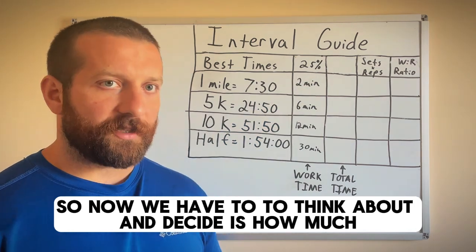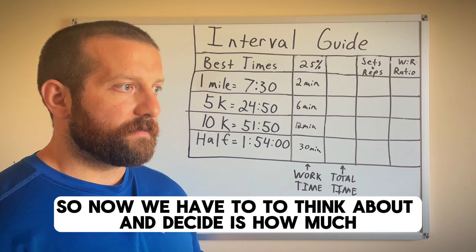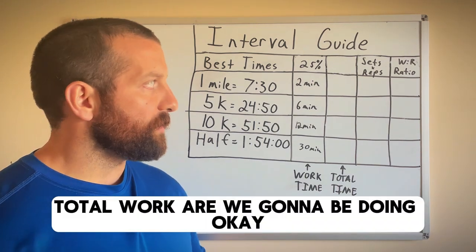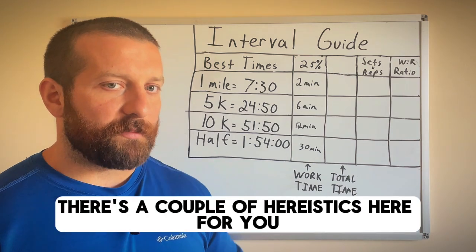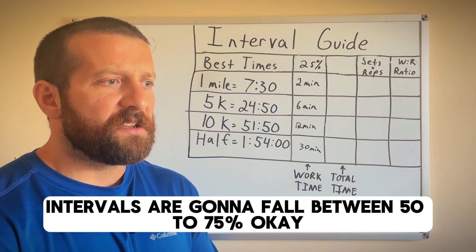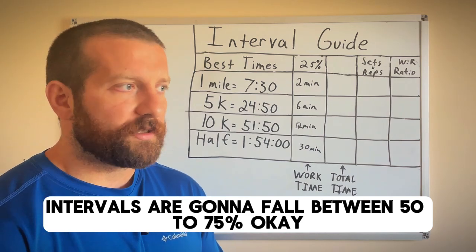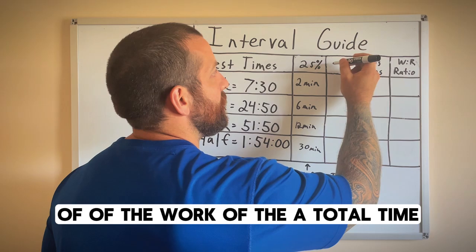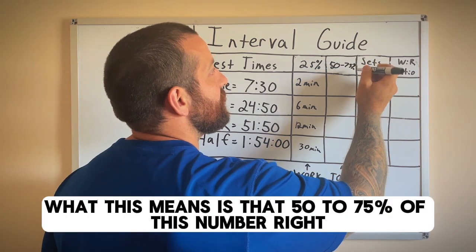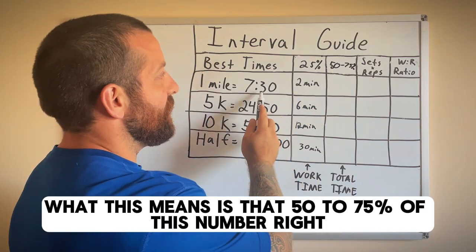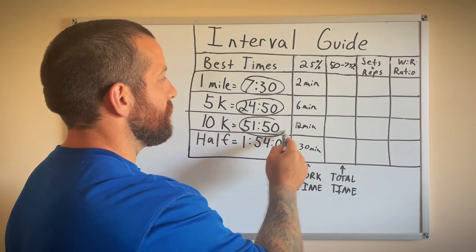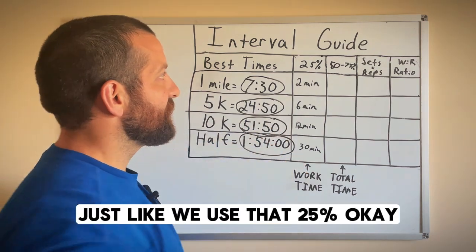Okay, so now what we have to think about and decide is how much total work we are going to be doing. There's a couple of heuristics here for you, and for the most part, intervals are going to fall between 50 to 75% of the total time. So what this means is that 50 to 75% of this number right here, just like we use that 25%.